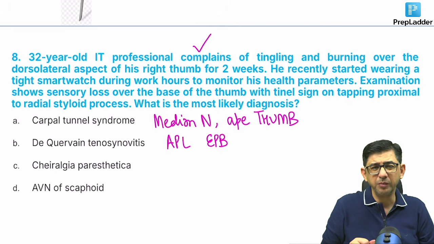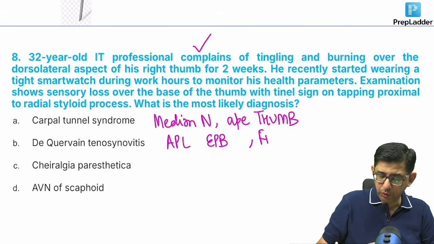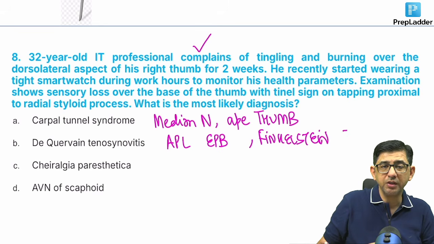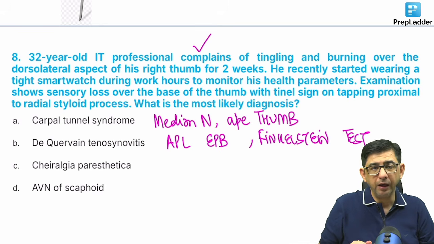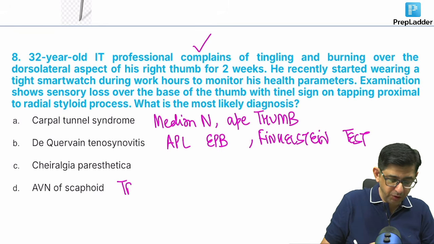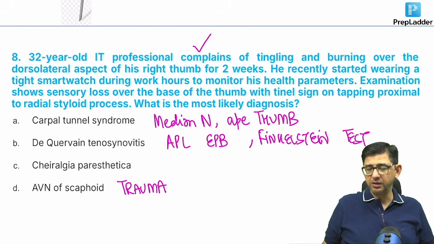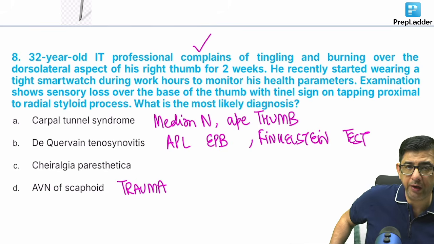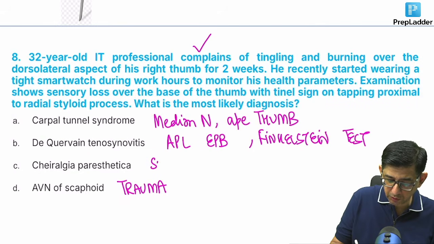And the description that is given for the test, I'll show you the image for the test also, that is called as Finkelstein test. So the answer is not option number B. Avascular necrosis में तो trauma की history होगी. The answer to this is chiralgia paresthetica. What is chiralgia paresthetica? It is basically involvement of the superficial branch of the radial nerve.